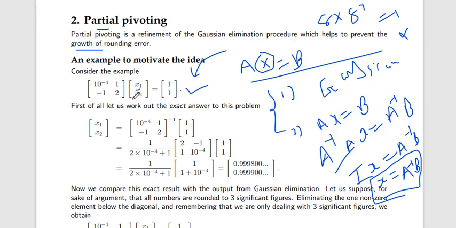x1 and x2 is only one value. So now, how do we use partial pivoting? First of all, we will start with these two methods and solve for x1 and x2. Let's start with the second method, Ax is equal to b.